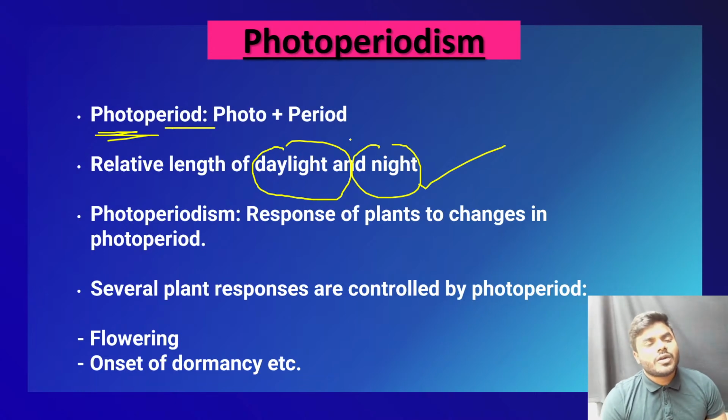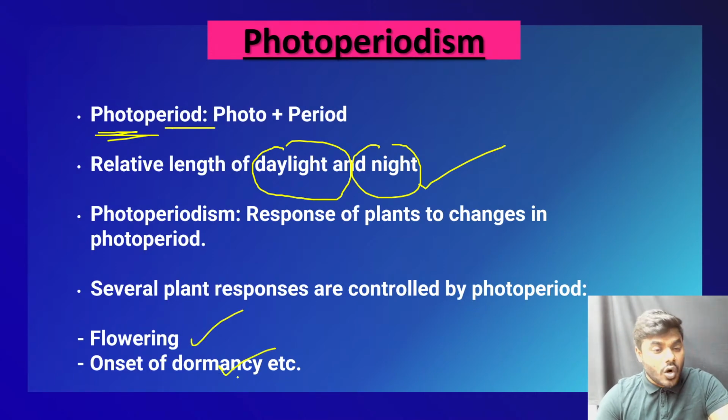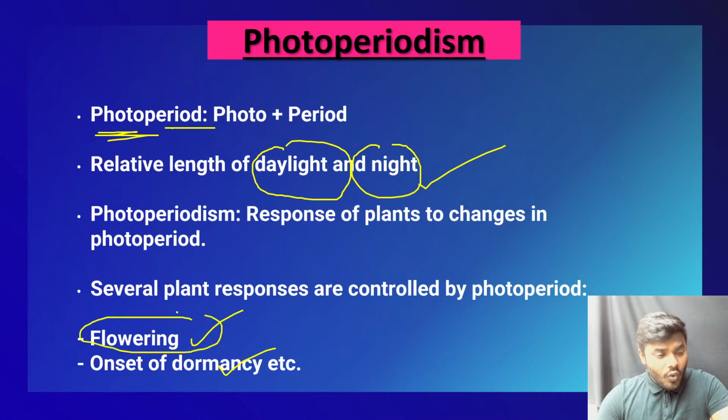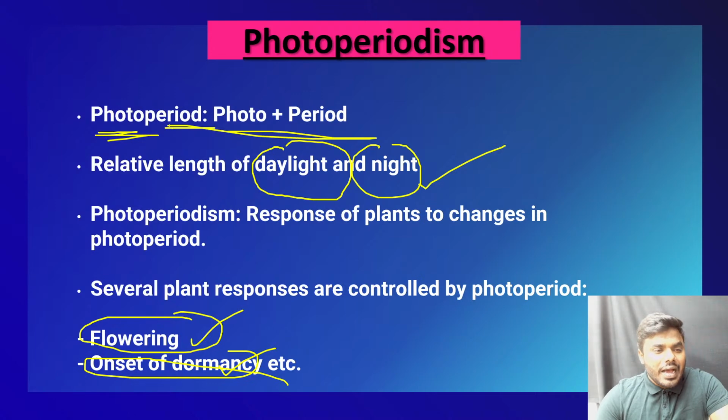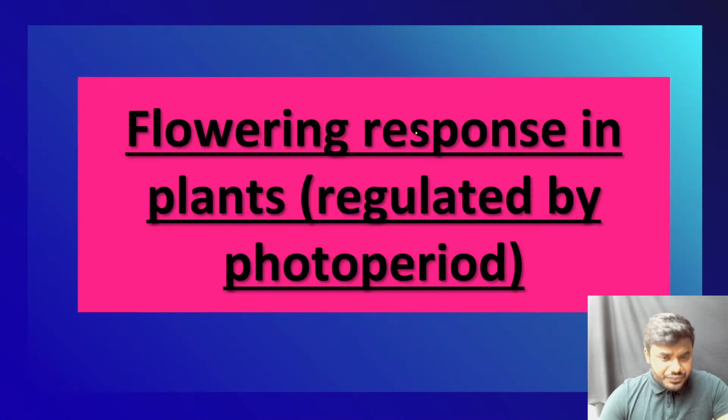Now you can ask me a question, sir, is light really required for the process of flowering? Of course, yes. Not only flowering, friends, even for dormancy conditions also. What do we require compulsorily? We require this particular relative length of daylight and night. Let me explain you briefly.